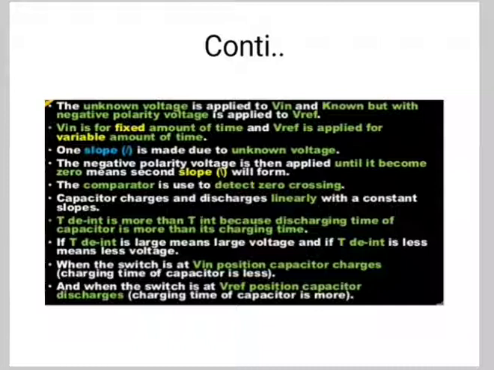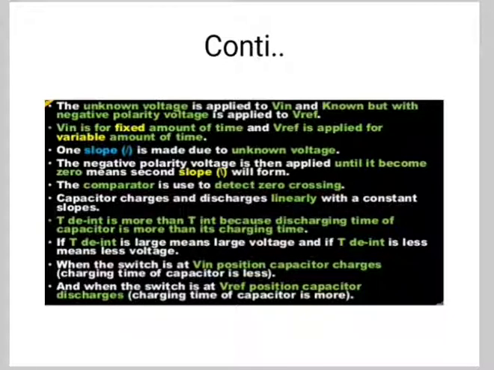One slope is made due to the unknown voltage. The negative polarity voltage is then applied until it becomes 0, meaning the second slope will form. The comparator is used to detect the zero crossing. The capacitor charges and discharges linearly with constant slopes. T is more than T integer because the discharging time of the capacitor is more than its charging time.